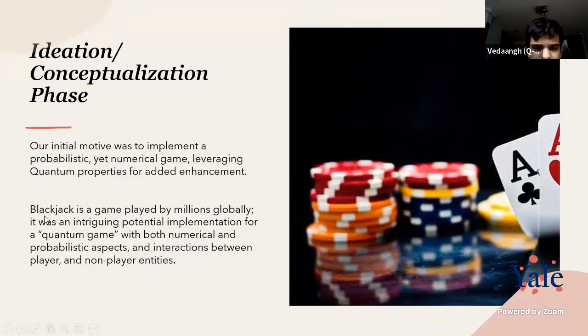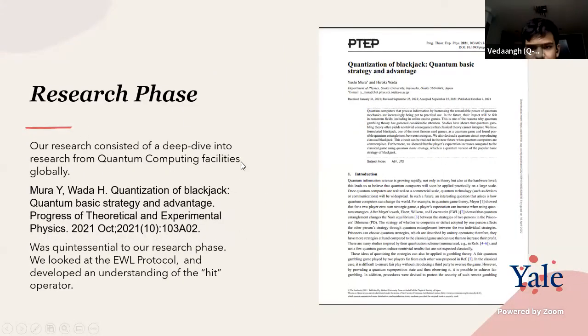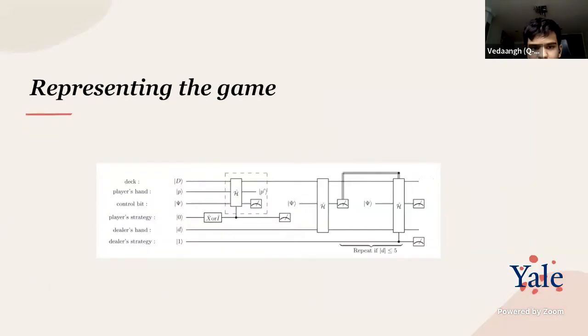And then we went into some research and we found this specific paper, a quantization of blackjack by Y. Mura and H. Wada. This paper was a bit of a mess. I think it was directly translated from Japanese, so it was very hard to understand. It was a very deep and thorough paper for people with not as much experience in quantum computing as our team, but we developed an understanding of some of the quintessential stuff. So this is how they represented the game in their paper, and this is what we tried to implement.